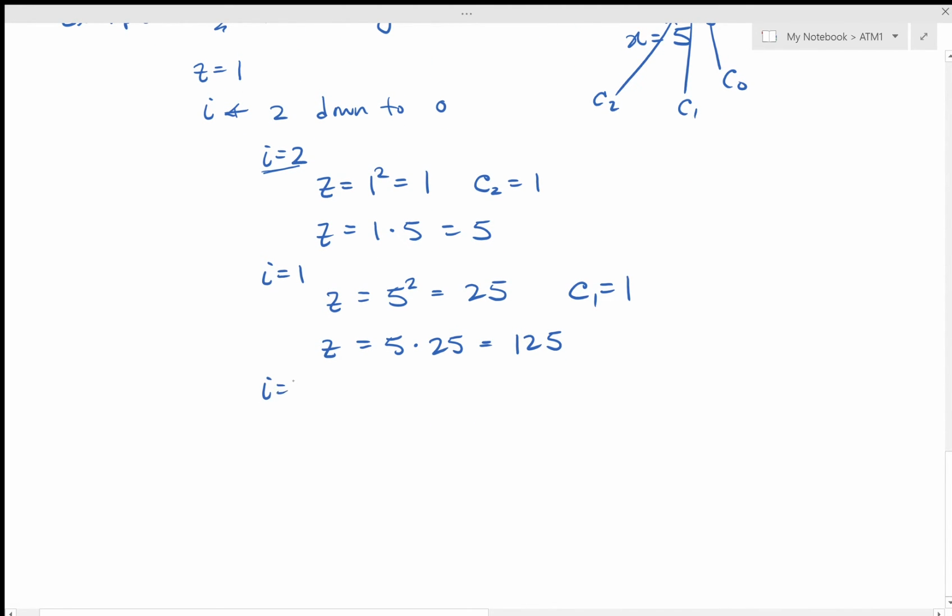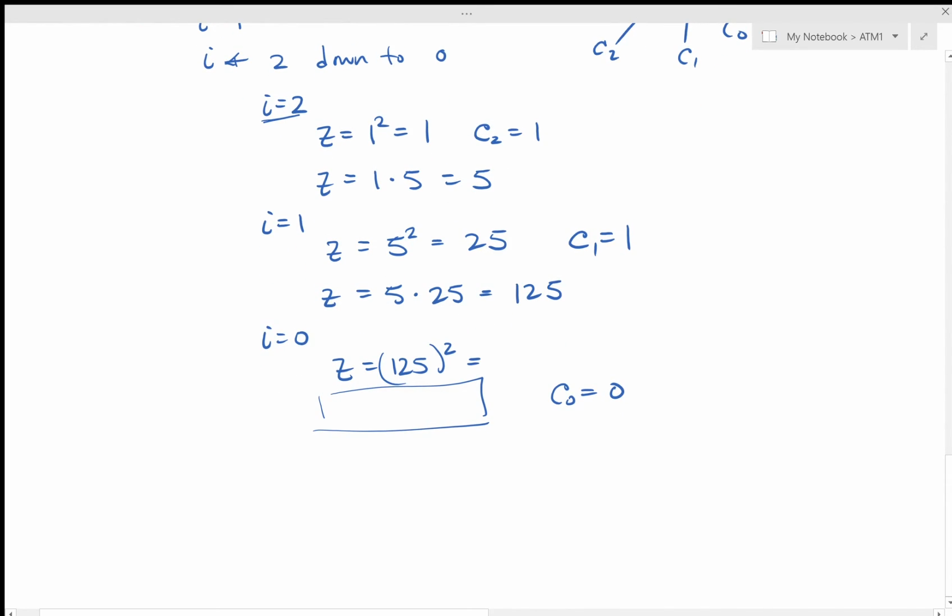I is decremented again, and I get that Z is equal to Z squared. That's 125 squared, and I could work out what that is. I don't have that number written down, but clearly that's some number, Z squared. This next step, we don't do anything because C0 is equal to 0. Then we stop, and then we say, therefore, 5 to the 6th is equal to 125 squared, that number. Okay, there it is, and we're done. So that's it. It was 3 steps through the algorithm.